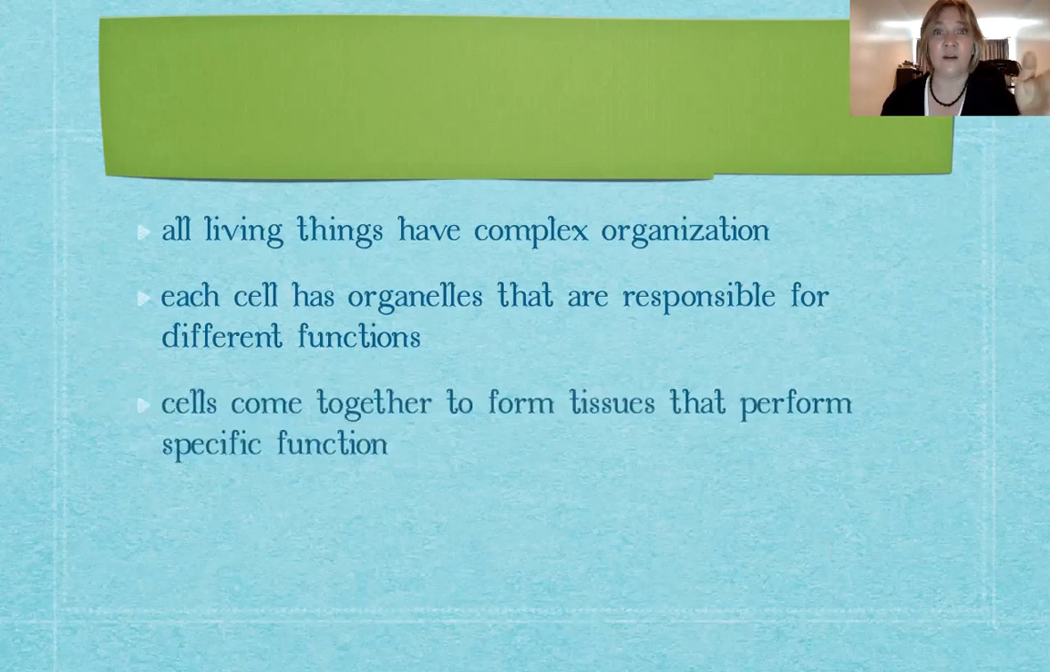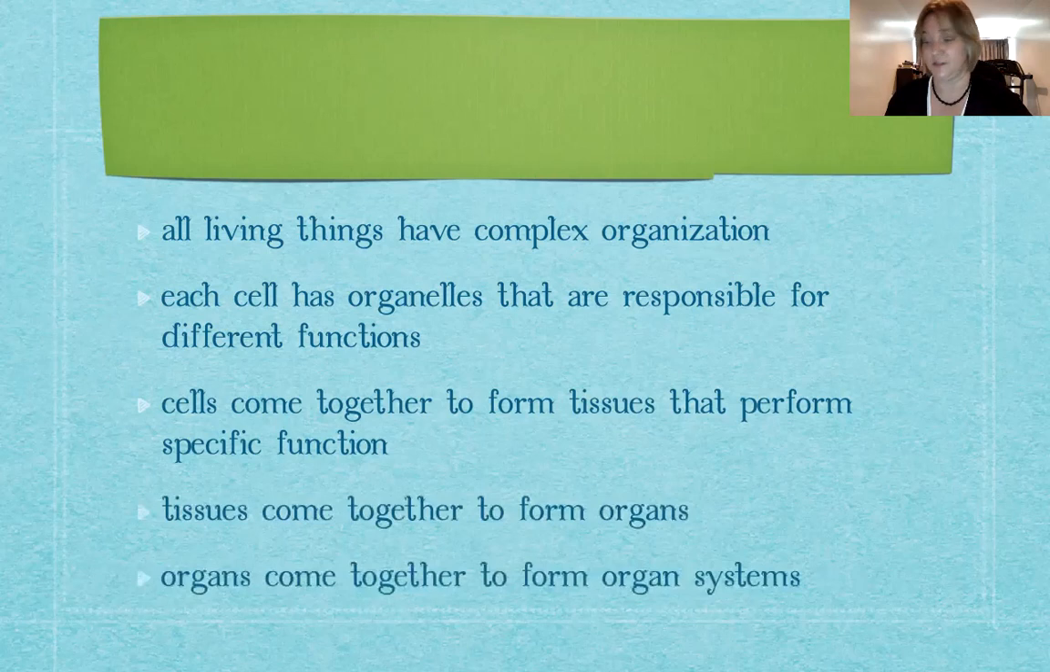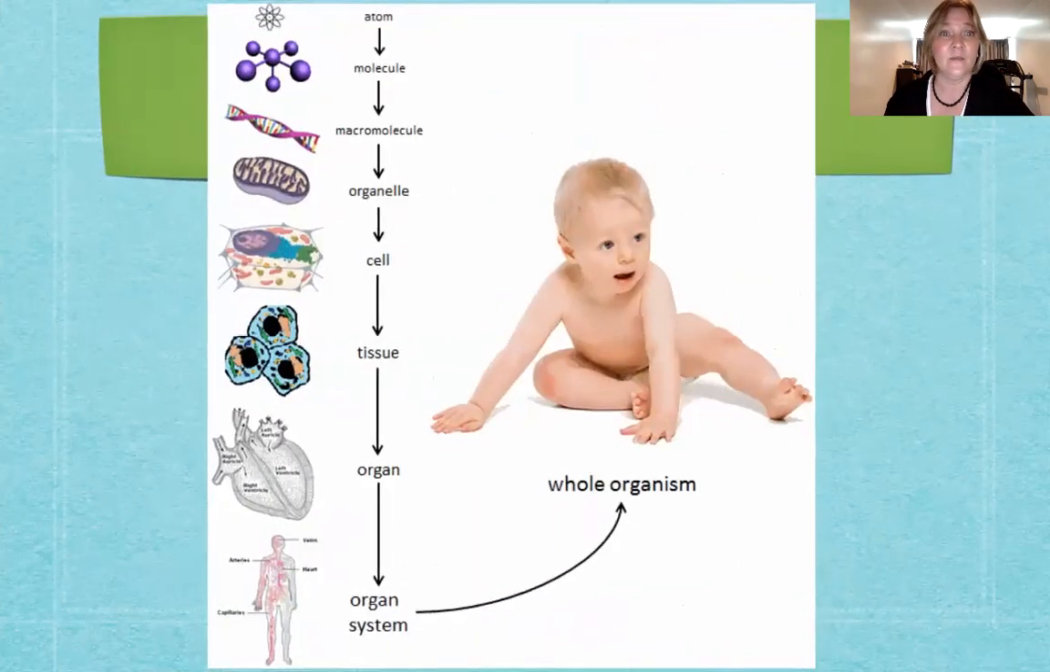Now, part of the organization for a multicellular organism is that cells, which are the basic unit, come together to form tissues, and those tissues perform specific functions. For example, muscle tissue. The tissues come together to form organs, and organs come together to form organ systems, and then that forms the organism. So tying in this with the chemistry that you learned last year, all matter is made of atoms. Atoms come together to form molecules.